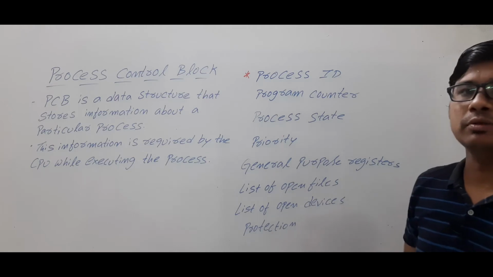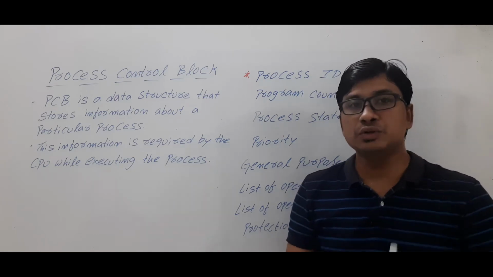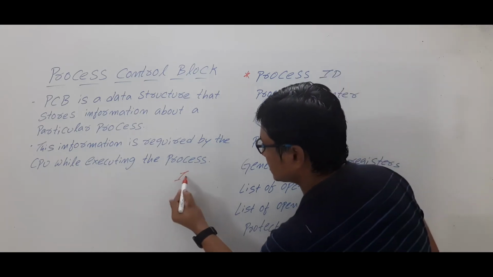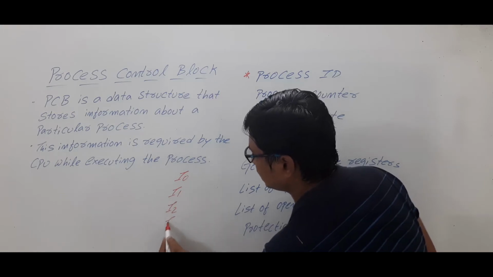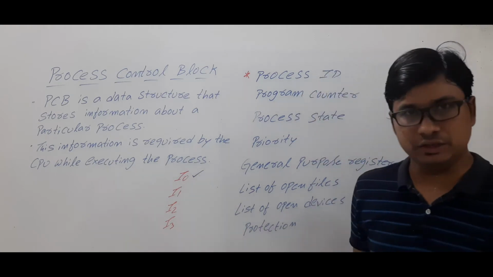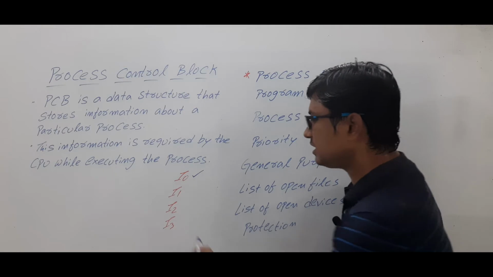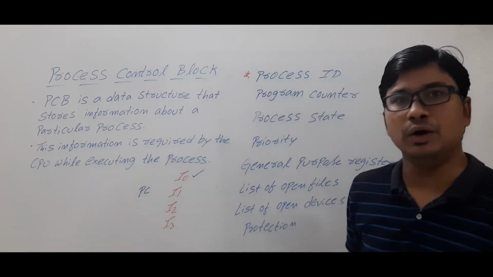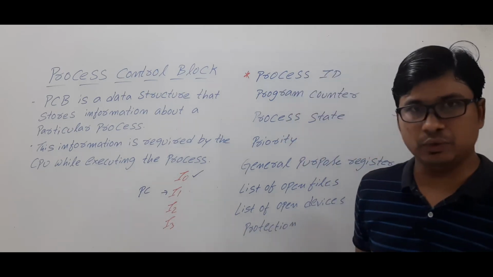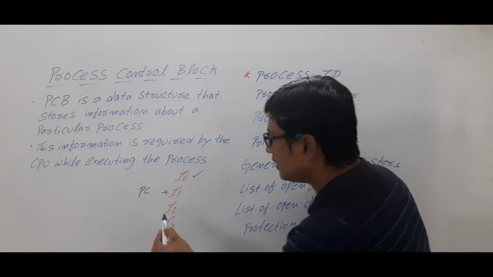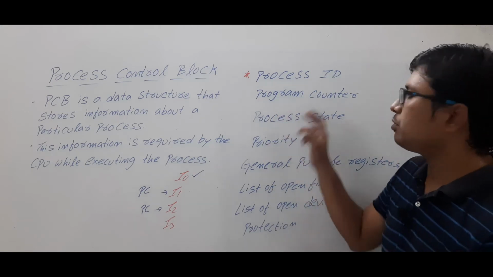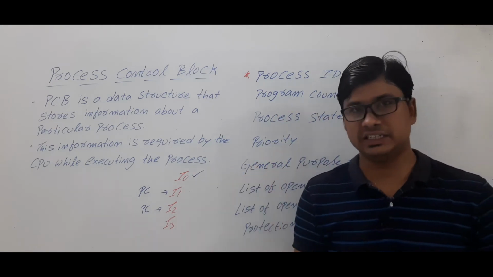Now let me discuss the program counter. The program counter stores the address of the next instruction. Let's take that a process consists of instruction I0, instruction I1, instruction I2, instruction I3. Now let's take that currently it is executing instruction I0. Then the address of the next instruction will be in the program counter, so it will have the address of instruction 1. While the CPU is executing instruction 1, it will have the address of instruction 2. Is it clear? So the program counter is useful to store the address of the next instruction.